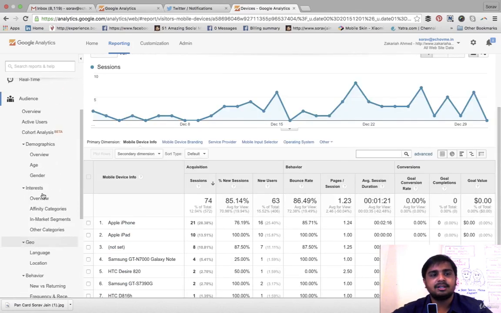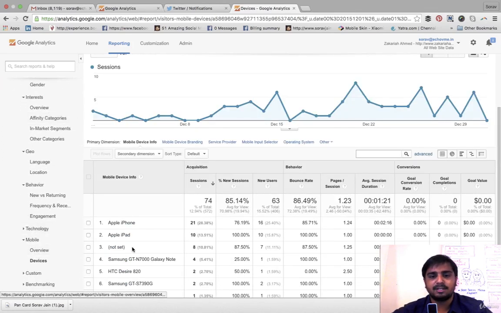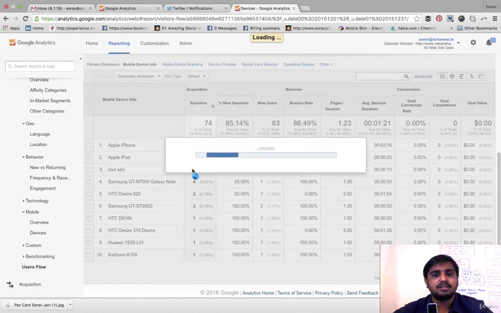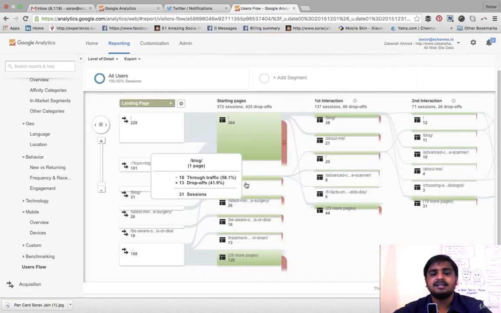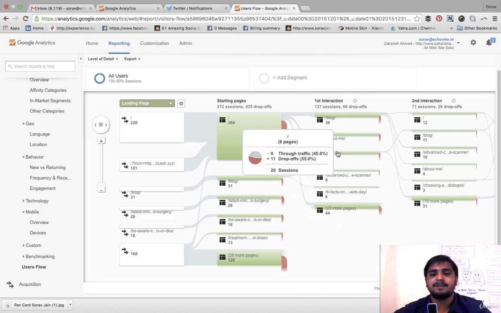The audience section also gives you data on the mobile phones the users use. Now, in the audience section, you can also see the users flow. It shows these are the starting pages. This is the first level interaction. This is the second level interaction. For many of them, the first level interaction is about a section, or it's a second level interaction.